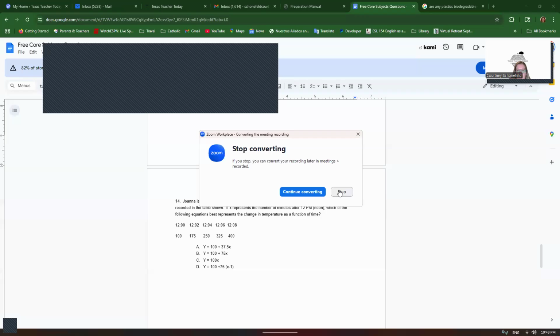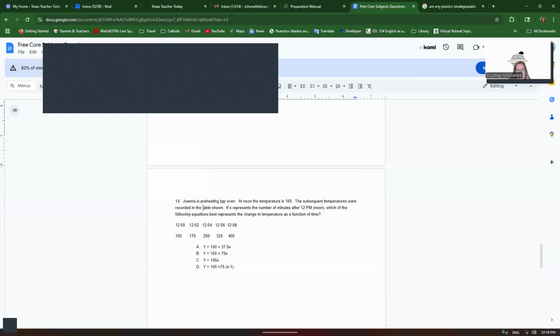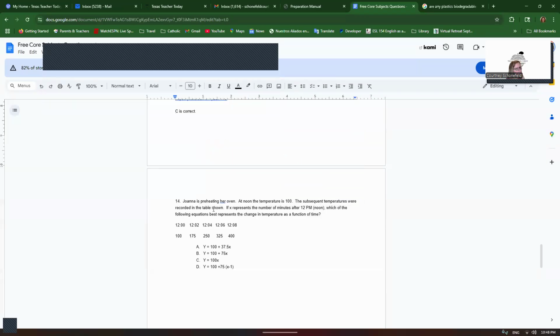So let's look at this one. On this one, we have to read this and make an equation. Joanna is preheating her oven. At noon, the temperature is 100 degrees. The subsequent temperatures were recorded in the table shown. If X represents the number of minutes after 12 p.m. noon, which of the following equations best represents the change in temperature as a function of time?